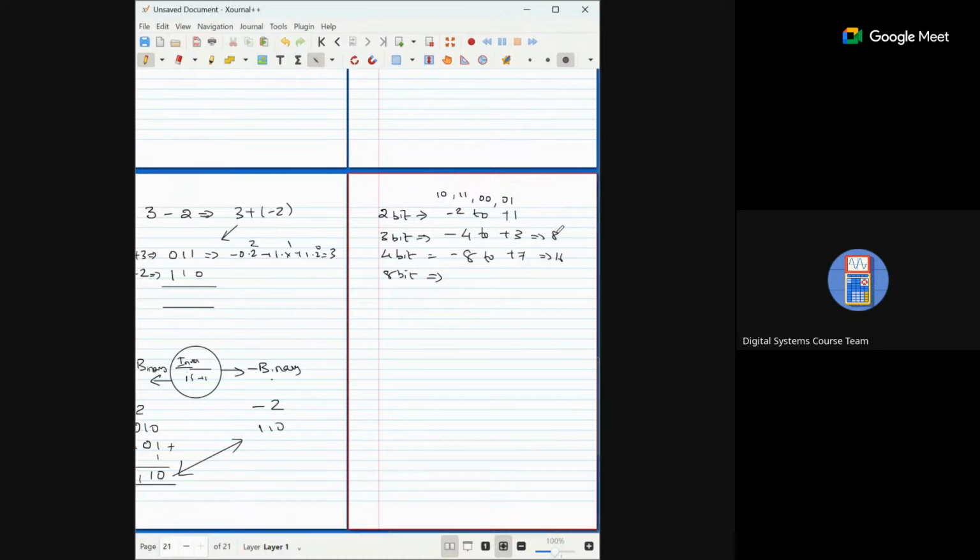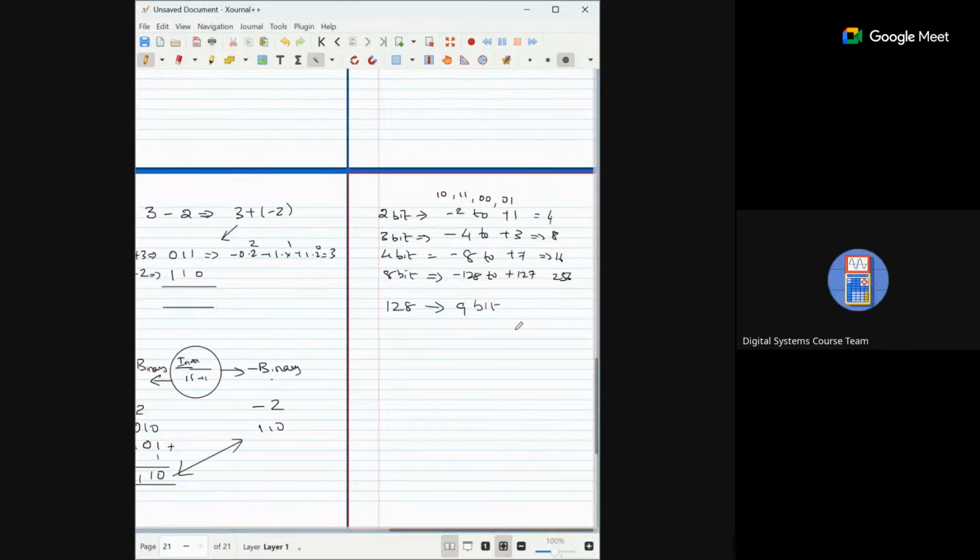This gives totally 8 states only. This gives only 4 states. 2 bits can have 4 states. 8 bits can have 256 states. So what are the numbers? Minus 128 to plus 127. So in this case, if I give the binary number 128, it is not within the range of 8 bits. So you're supposed to go with 9 bits.